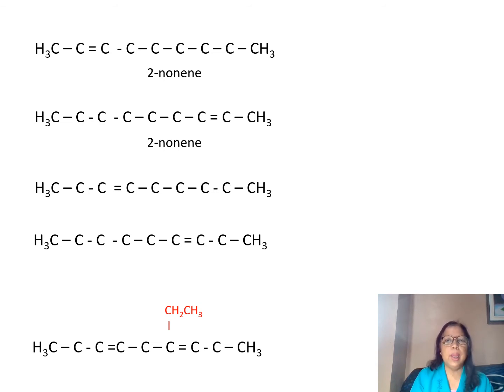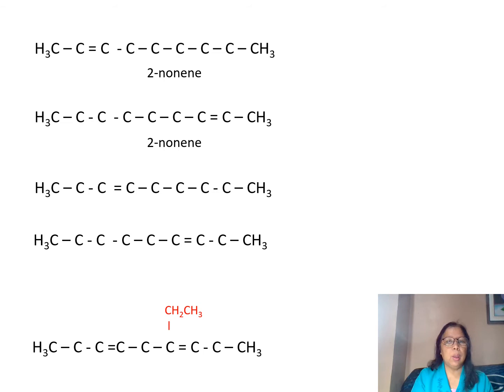Okay. We have also another, 2 nonene. Why 2 nonene? There are 9 carbons with a double bond. Where is the double bond? At the second carbon. It is at the second carbon because the terminal carbon here is nearer than the carbon here. So numbering does not mean from left to right. Numbering of your carbon depends on where the nearest terminal carbon is from the double bond.